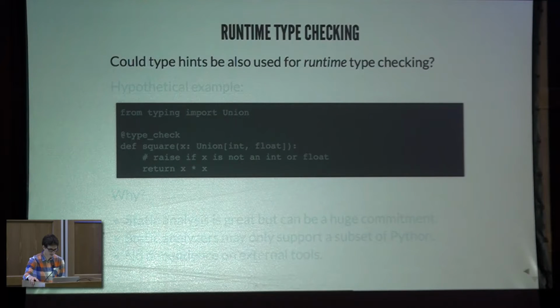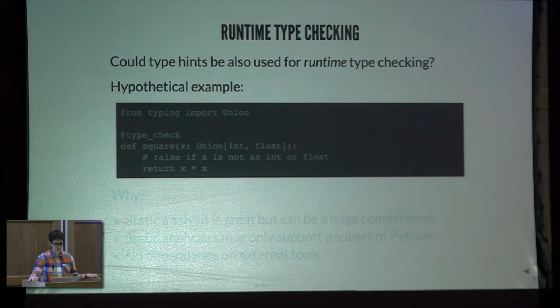And then finally, let's talk about runtime type checking. The question is, could we use the same building blocks, the same vocabulary, which is very nice and really well thought through? Can we use this at runtime? Hypothetically, you would have something like this: some function that takes maybe an int or a float, squares that, and returns it. And it would be nice to have a decorator that actually checked the type of the input value, and then you would raise a type error if there's a mismatch.